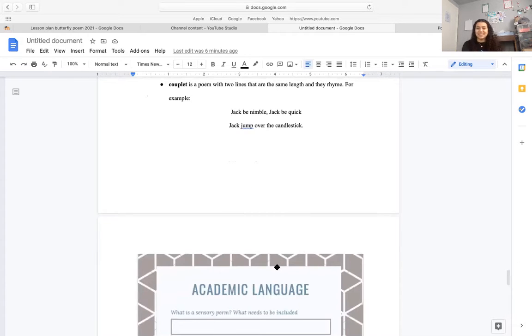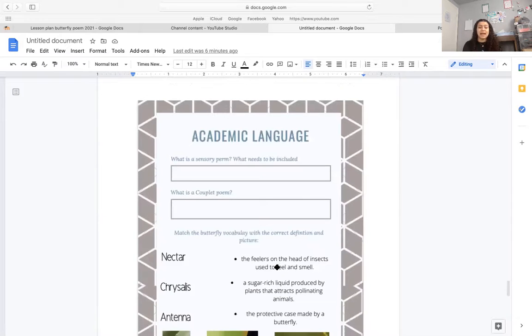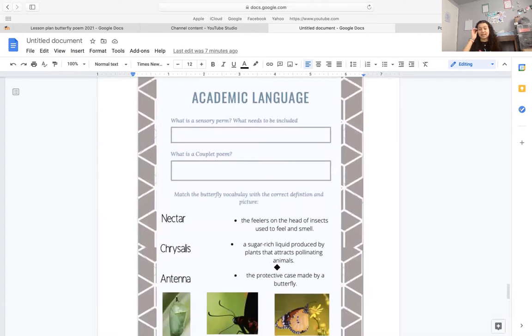All right, boys and girls, next I'm going to be passing out an academic language worksheet. So we've talked about some great academic language like nectar, chrysalis, antenna, couplet, and sensory poem, and I'm going to give you a worksheet as you're finishing up with your butterfly poems. You've turned them in, and you're going to take one of these worksheets to fill out.